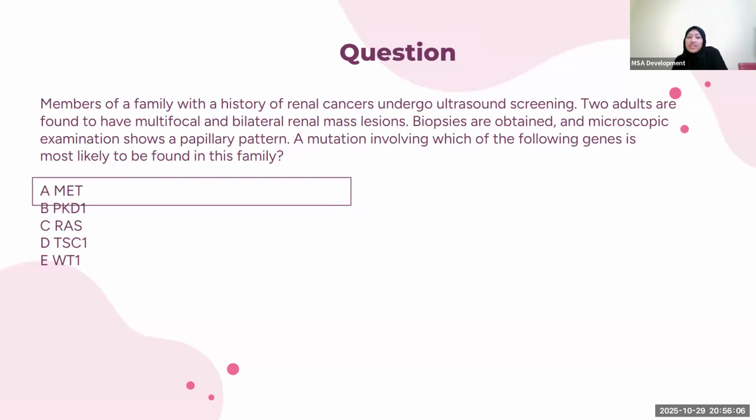Okay, and I have that written. PKD1 is for polycystic kidney disease. RAS is not related. Tuberous sclerosis, Wilms tumor is not related. I'll show it to you now.